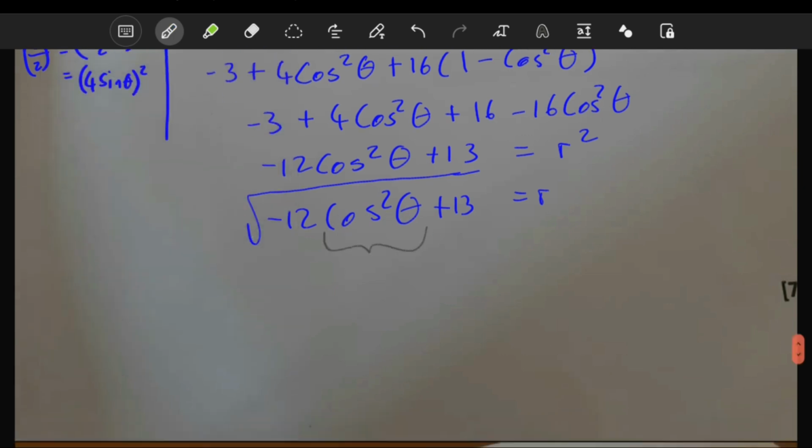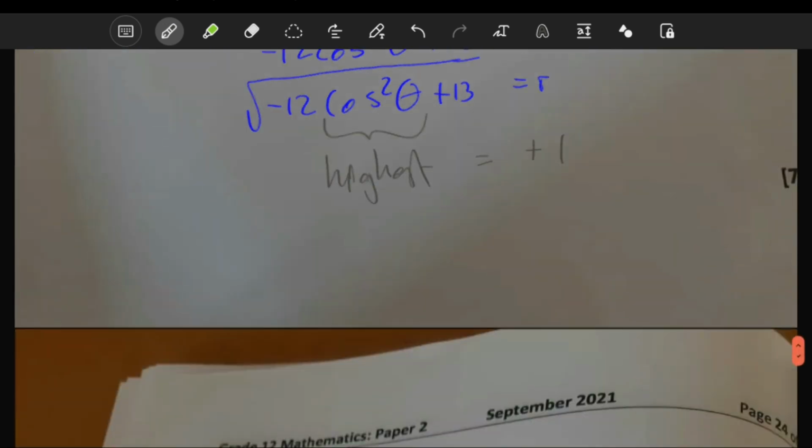We know that this number here is always going to come out as a positive number, regardless of anything. Apart from it being positive, we know that the highest this can go to is a positive 1. Whatever value of theta you put here, the highest this will ever be is a positive 1.